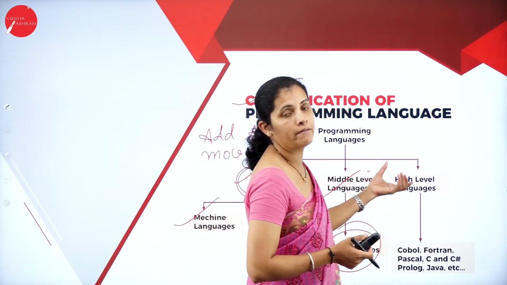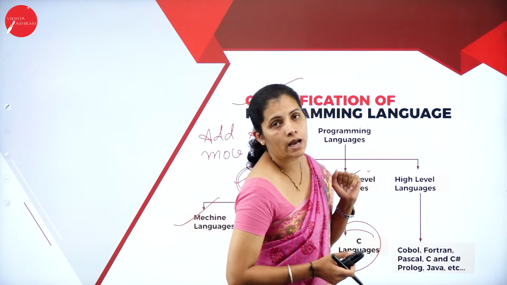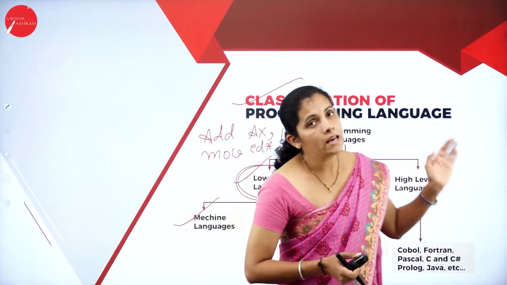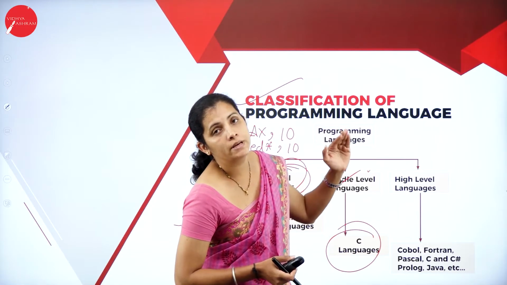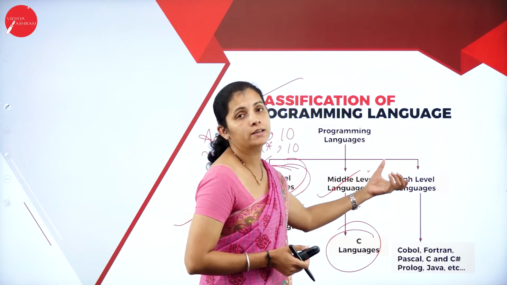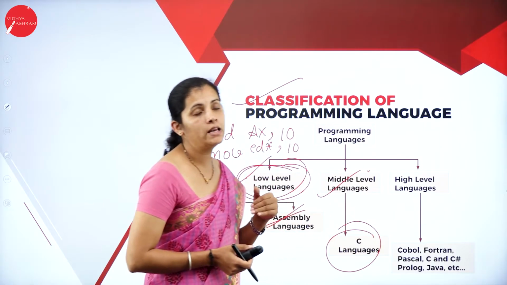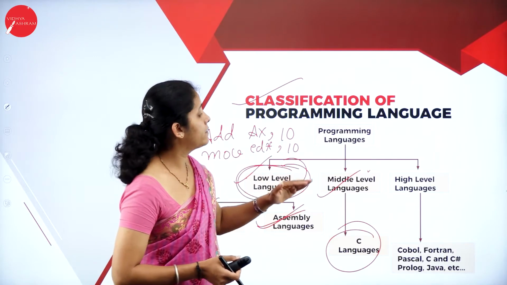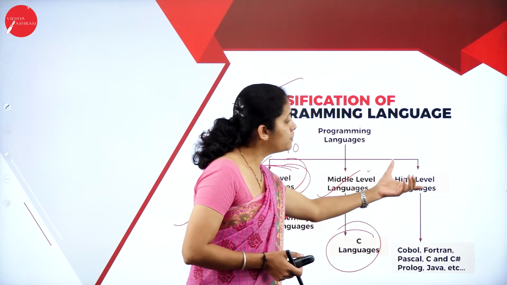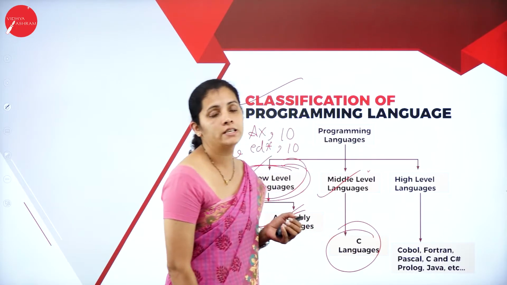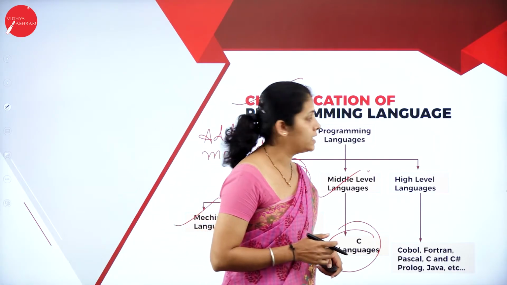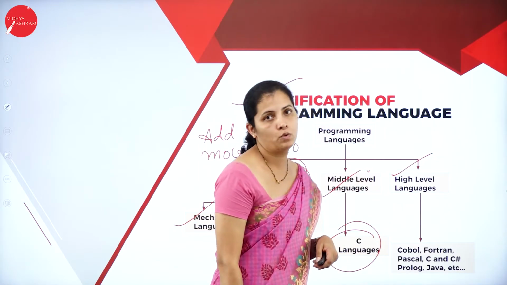Then we are going to have high level programming language. In high level programming language we are going to have English-like statements. So whatever high level programming language we have, that must be converted into object code. So here we require a translator called a compiler. So the job of the compiler is to convert high level programming language into machine understandable code, that is nothing but the object code. And some examples of high level programming language here are Fortran, Pascal, C or C#, Prolog, Java, etc. These are some examples of high level programming language.